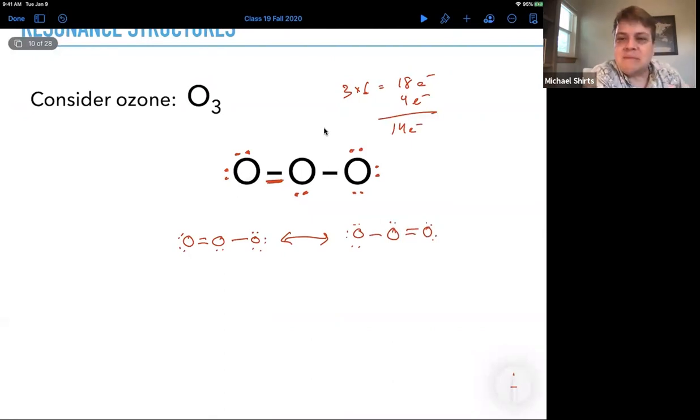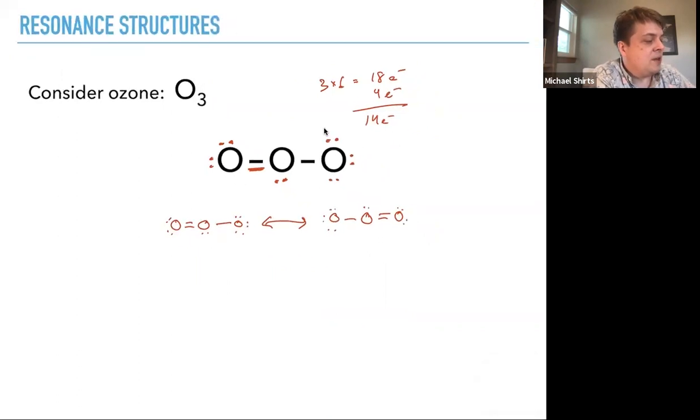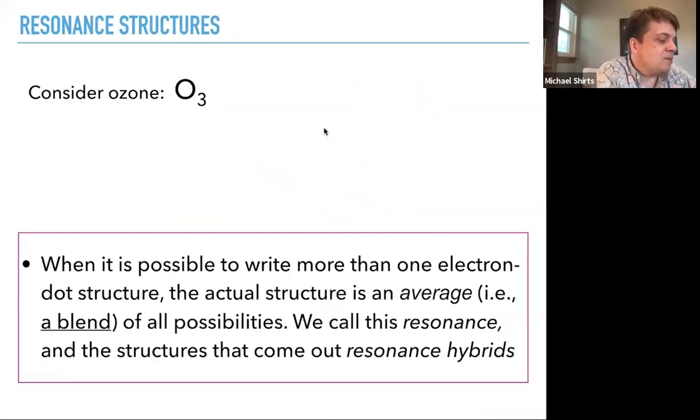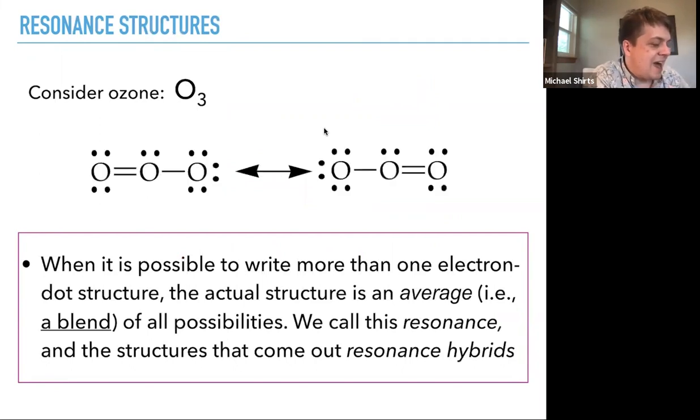But it turns out that something deeper chemically is going on. What it is, is a superposition of both of those. So there's this concept of resonance. When it's possible to write down more than one electron dot structure, the actual structure is an average, a blend of all of the possibilities. We call this resonance. It's not bouncing back and forth between the two. That's what you would imagine with something like resonance.